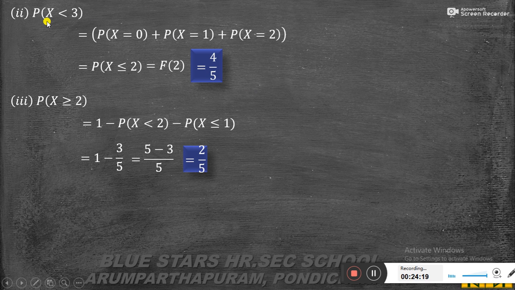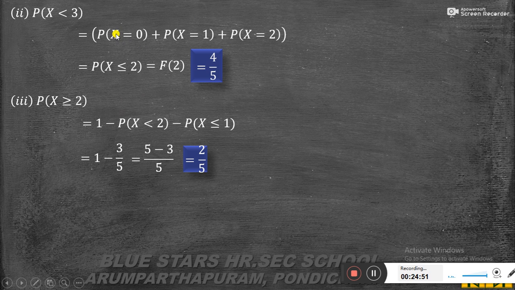You see the next subdivision, the probability of x less than 3. The probability of x less than 3 means x takes values smaller than 3. So the values smaller than 3 are x equal to 0, x equal to 1, x equal to 2. So we write the probability of x equal to 0 plus the probability of x equal to 1 plus the probability of x equal to 2. We add these three values, and we get the answer 4 by 5. So this is the answer.